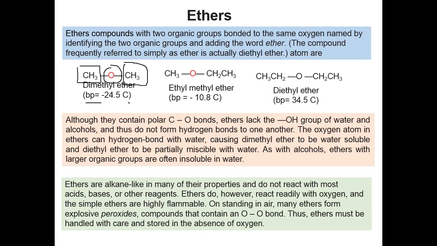The boiling point is minus 24.5. So basically at room temperature, it's a gas. The other one is ethyl methyl ether. So this is ethyl. This is methyl. And it's connected through the oxygen. It's going to be ethyl methyl ether. The boiling point is also very low. It's also a gas at room temperature.